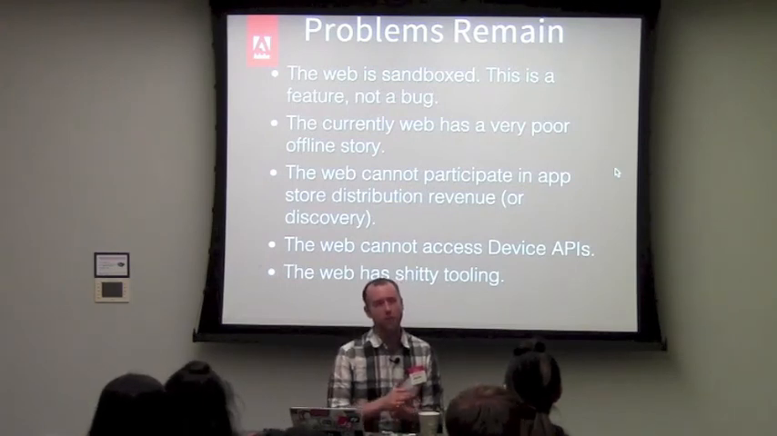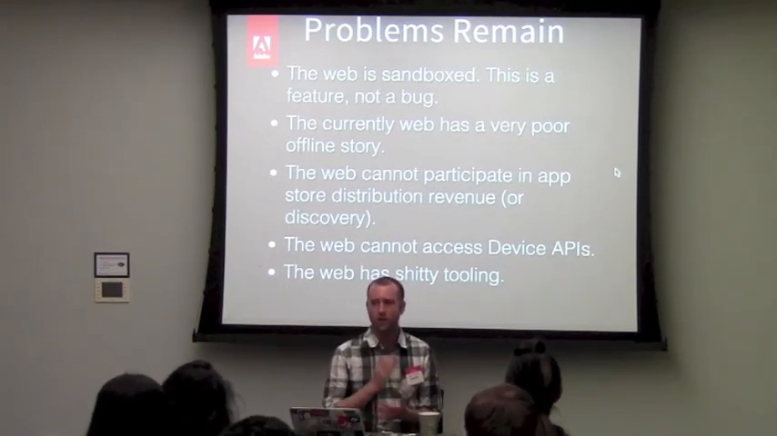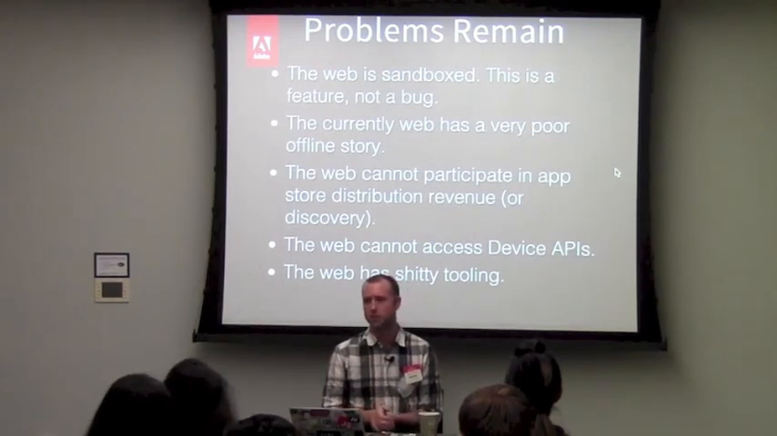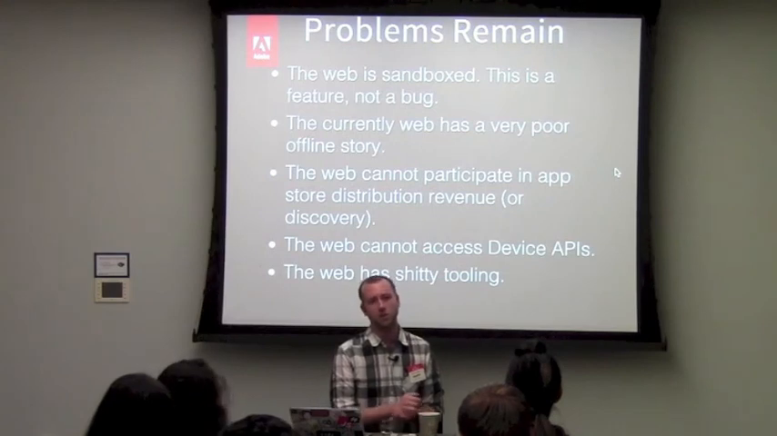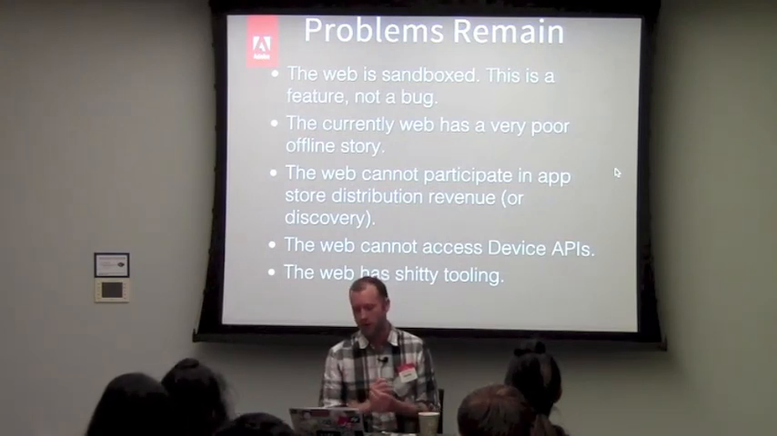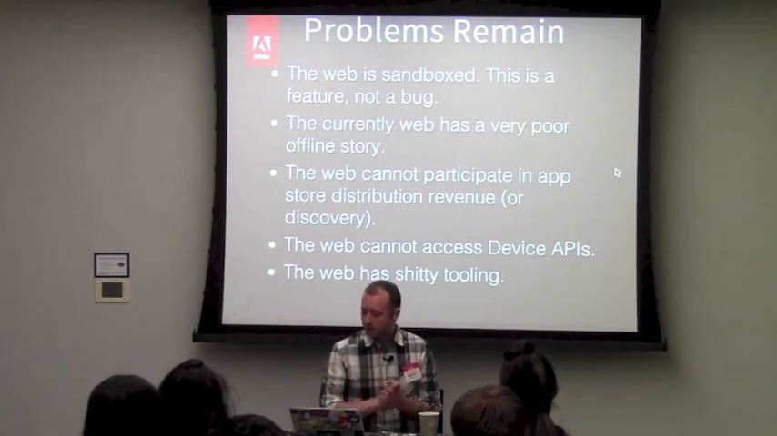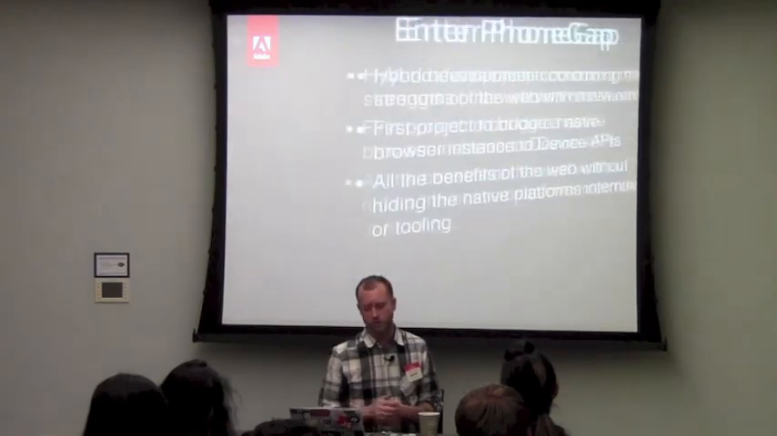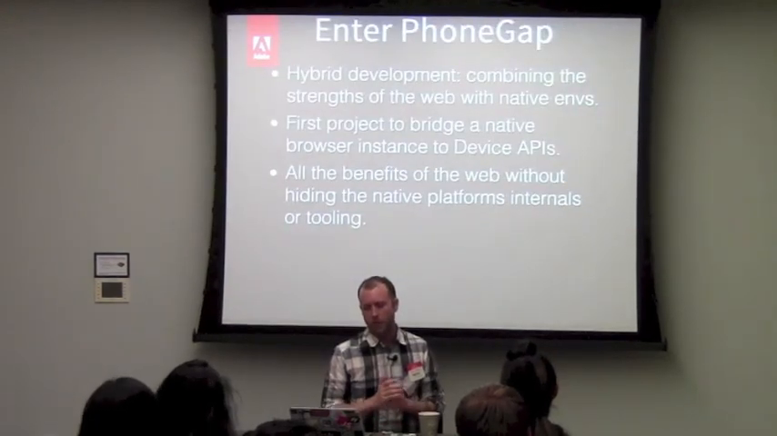Another angle of all this is we can't participate in App Store revenue and distribution. I don't think revenue matters. I'm pretty sure that a buck an app is not a sustainable business model, but we have seen a lot of reasons that you do want discovery in the App Store and you want to have the availability of an app offline. So App Stores are a thing. Device APIs are the real thing, and the web has poor tooling is another thing. And I guess this is where PhoneGap fits in.